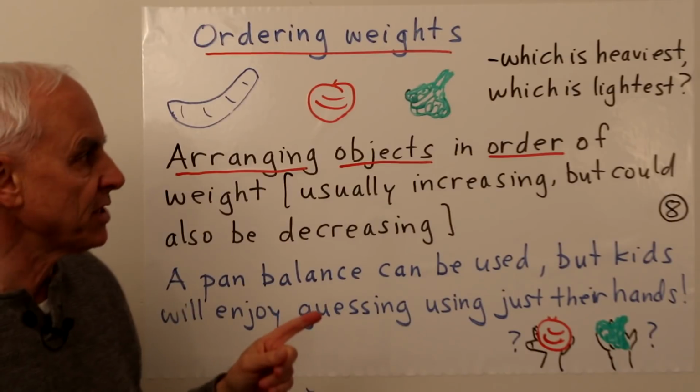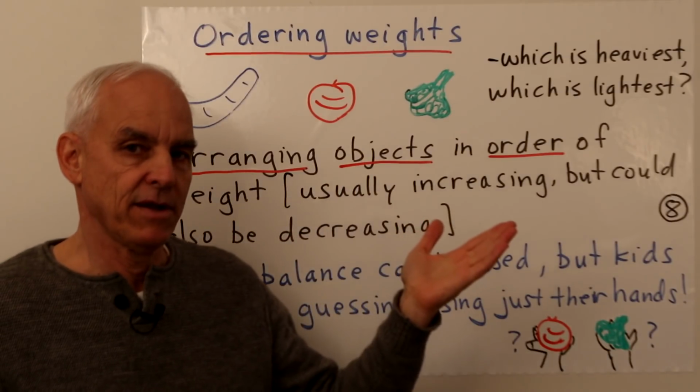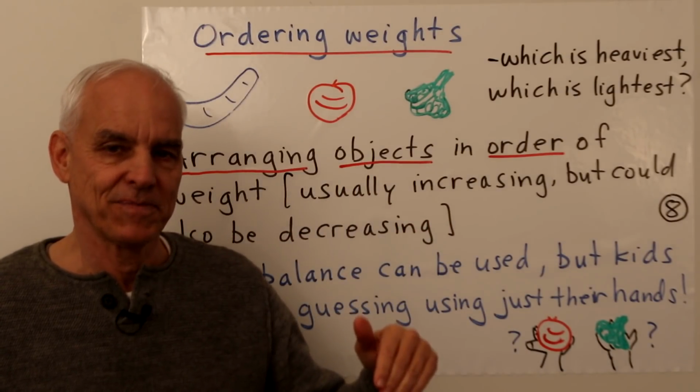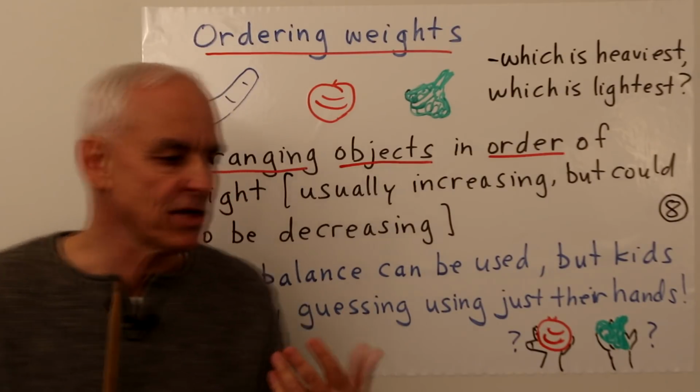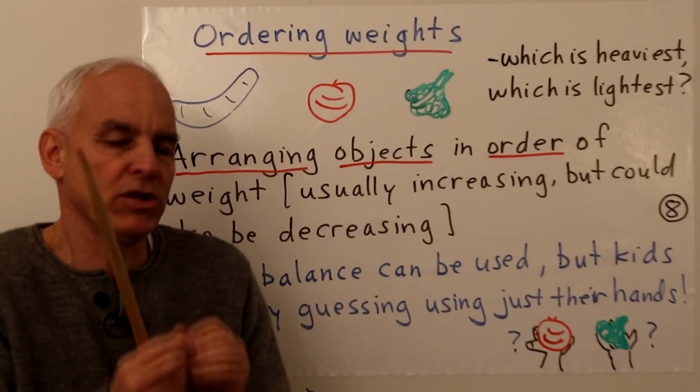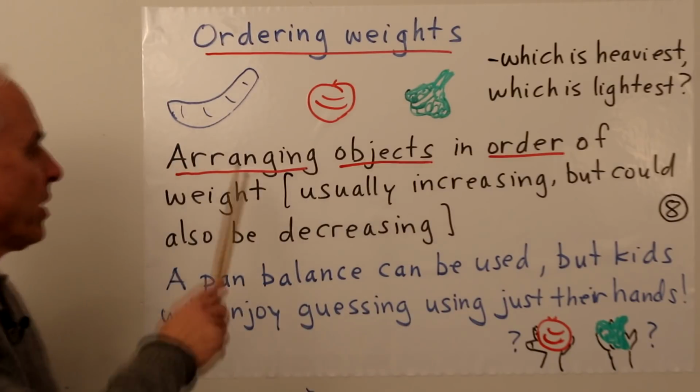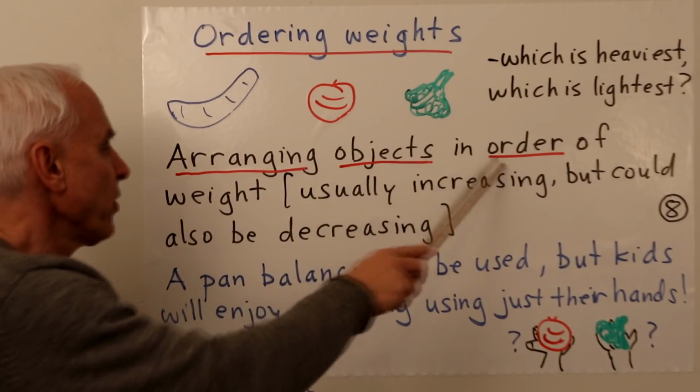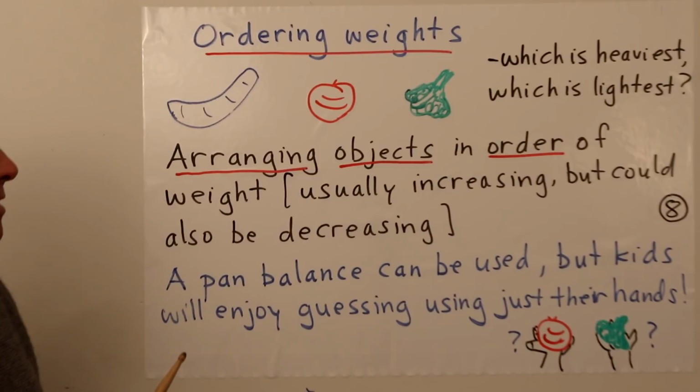And we might be interested in which of these is heaviest and which is lightest. So now we have three things, and what we want to do is not compare two of them, but we want to put them in order. Okay? So we're arranging objects in order of weight. That's what we're thinking about here.